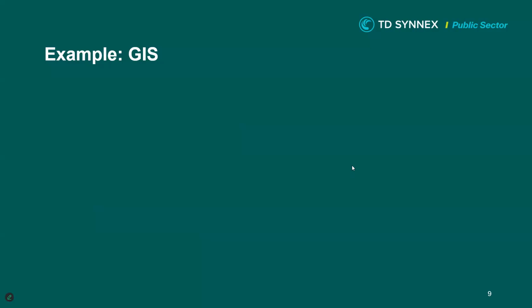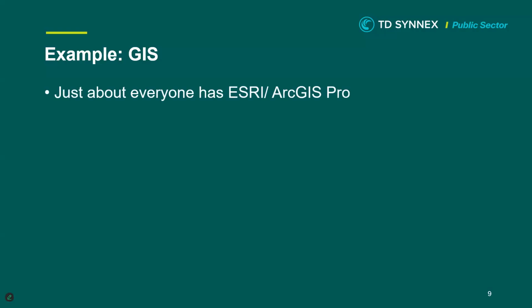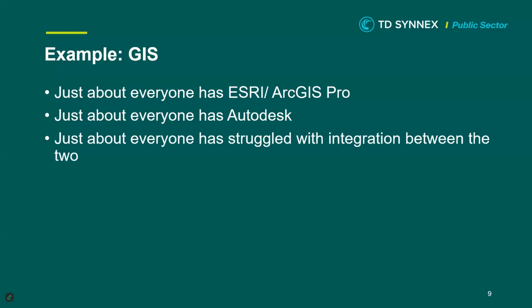I'm going to give you an example now. So GIS, what I'm going to do here is give you an example similar to what we showed you on the new car example. This is going to be focused specifically on GIS, which is obviously a big thing in government. And I'll just say this, just about everybody has Esri or ArcGIS Pro. Just about everybody has Autodesk, Civil 3D, or AutoCAD, or Revit. And just about everyone has struggled with integration between the two. And Autodesk has made a lot of advancements in this area that a lot of the customers aren't even aware of.